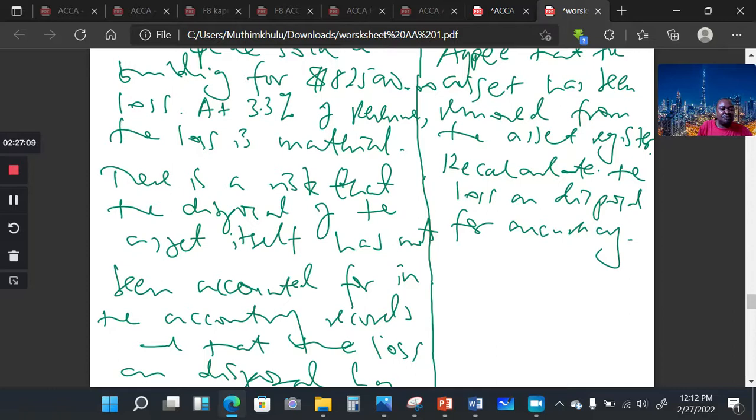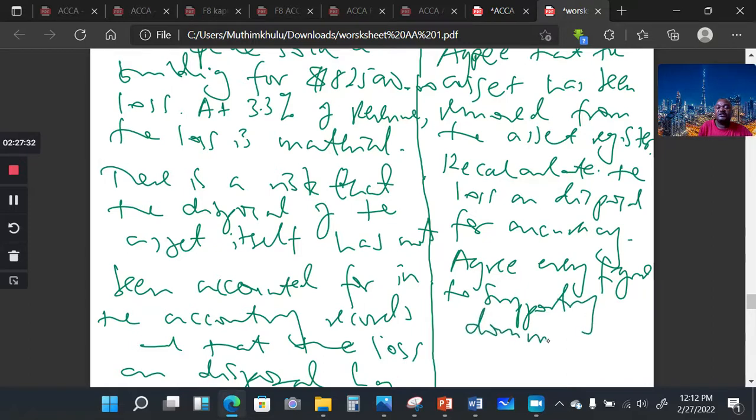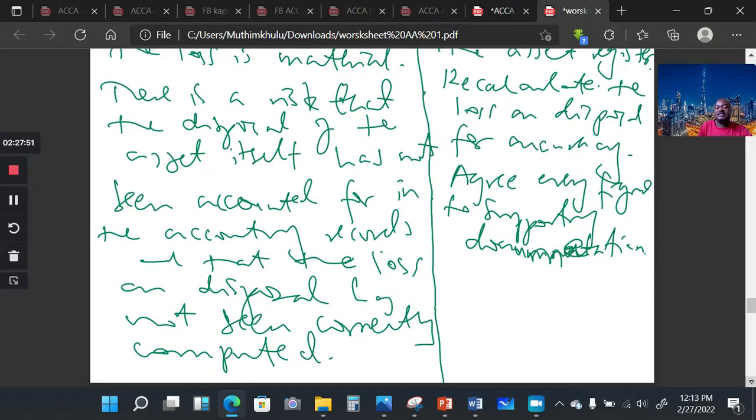Okay, and what do we have to do? Agree every figure in this computation to supporting documentation. All right, that's the first part about this building.